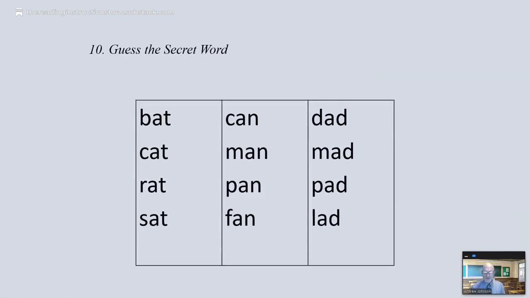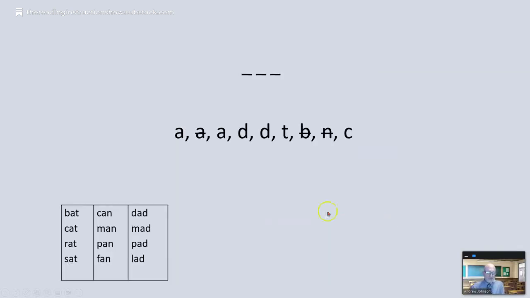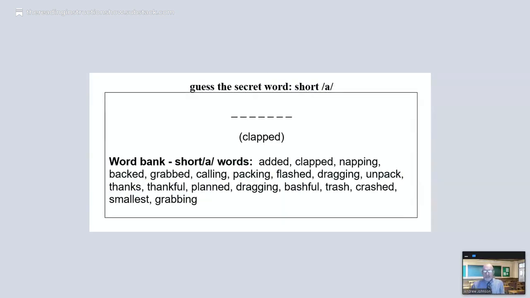Guess the secret word. And again, I like these games, letter patterns or word families, phonograms. You can give them a word box. Sometimes I give them letters. I have a secret word. They can guess a letter. When they guess, it's crossed out. And I like to put these in teams. The team that can identify the word is the winner. And sometimes they have this word wall where they can actually see the words. Guess the secret word, short A.